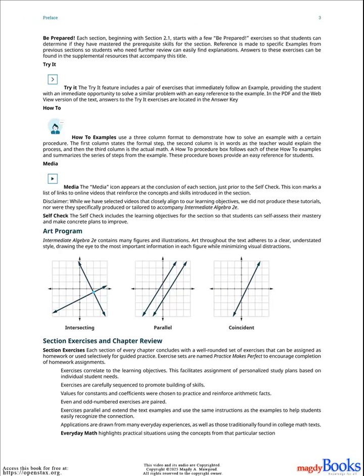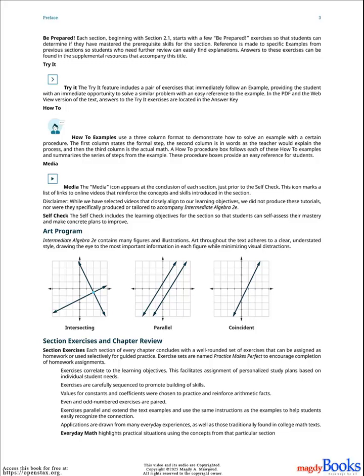Be Prepared. Each section, beginning with section 2.1, starts with a few Be Prepared exercises so that students can determine if they have mastered the prerequisite skills for the section. Reference is made to specific examples from previous sections so students who need further review can easily find explanations. Answers to these exercises can be found in the supplemental resources that accompany this title.